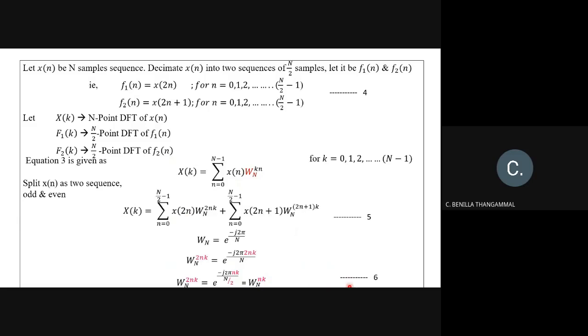So let it be equation 6. Now I'll be substituting the sixth equation in the fifth one. So what happens here? W suffix n by 2 into n, and there it is 2n plus 1. I have written a plus b. E power a plus b can be written as e power a into e power b.